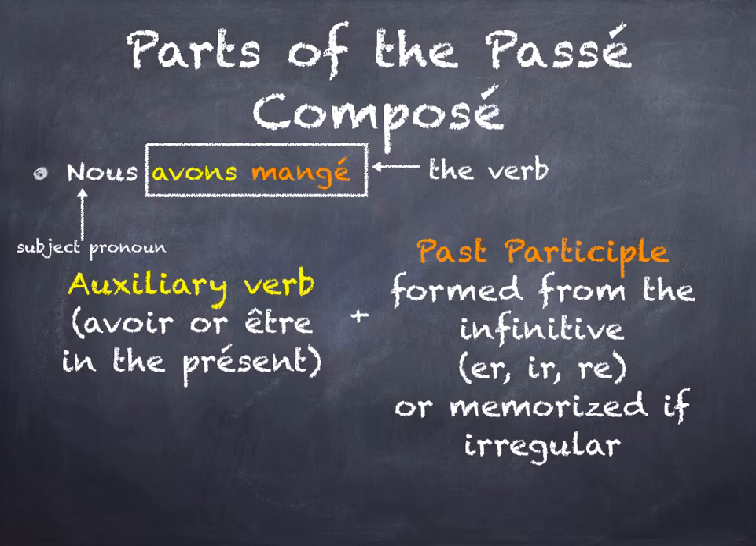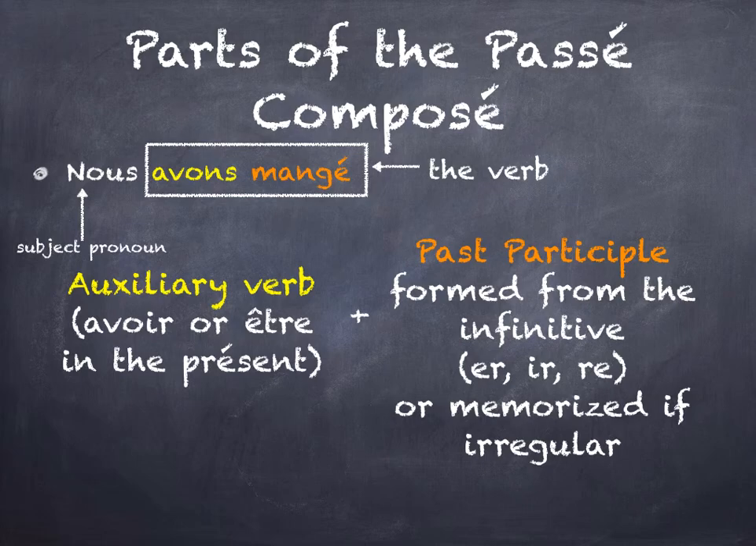But the entire verb is avons mangé. Even though it's two words, both of those words together are considered to be the verb in this sentence, because we must have those two words in order to have the passé composé. We have to have an auxiliary verb, avoir or être, and we have to have a past participle. It's not just one or the other. They are both verbs, and we must have both words to form one composed verb. That's the composé part of passé composé.